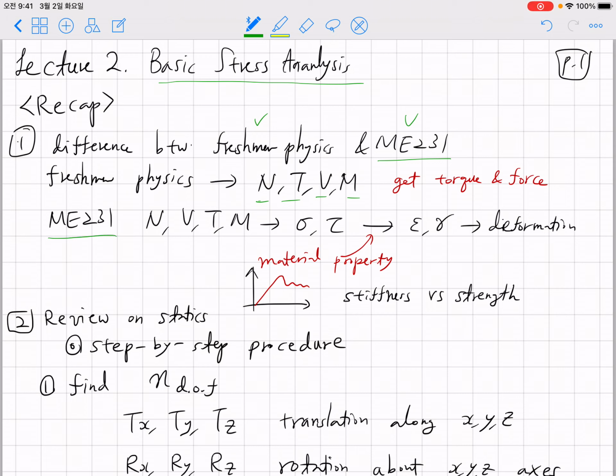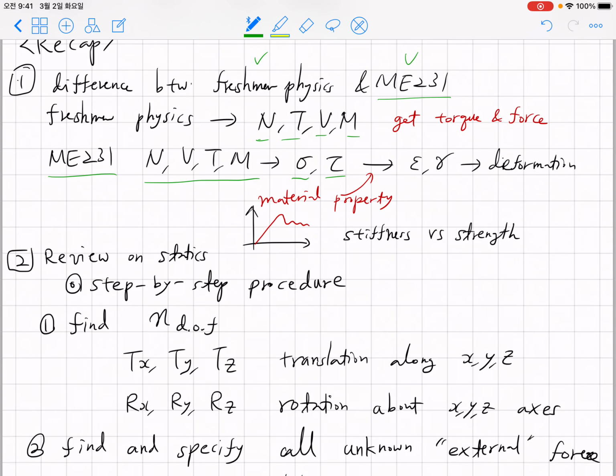However, in our ME231 lectures, starting from these four reaction forces and torques, we will obtain either normal stress or shear stress. Out of shear stress and normal stress, using the material property called stiffness, we're going to obtain strain, normal strain and shear strain. And out of this strain information, we'll obtain the deformation of the structure. Also, by comparing the maximum normal stress and maximum shear stress with the material property called strength, we can define whether a structure is mechanically reliable or not.